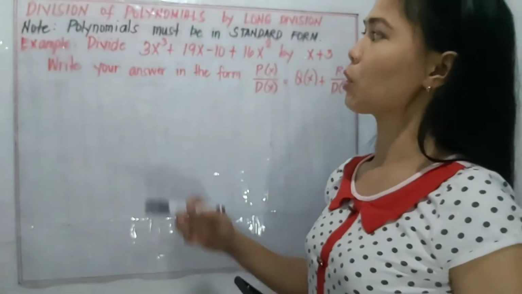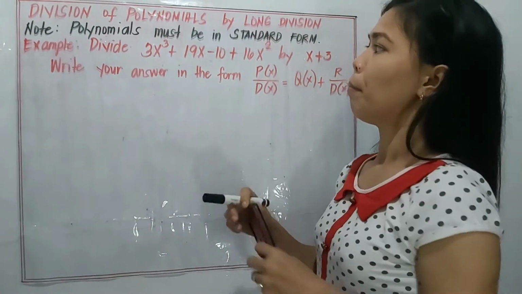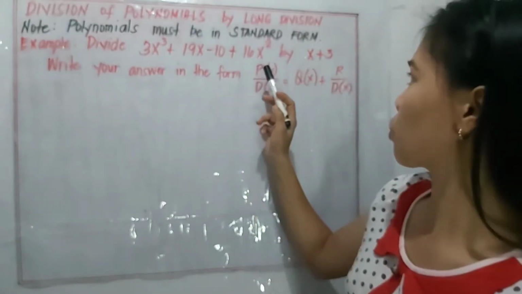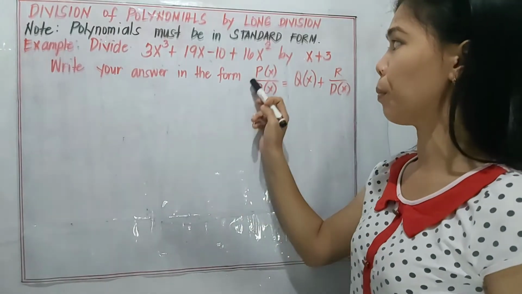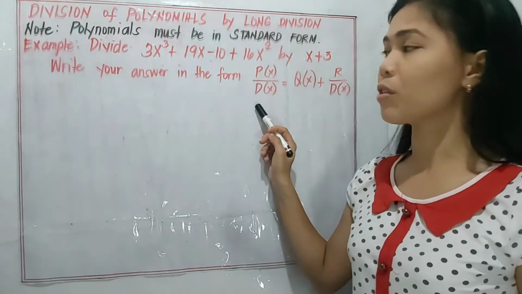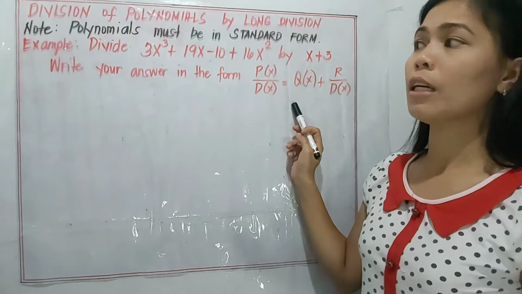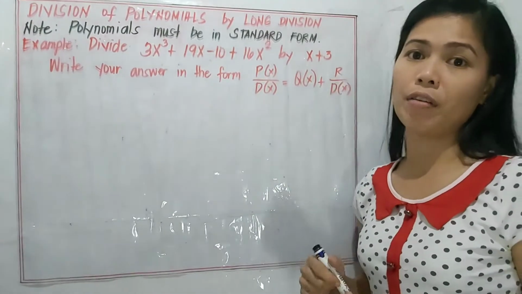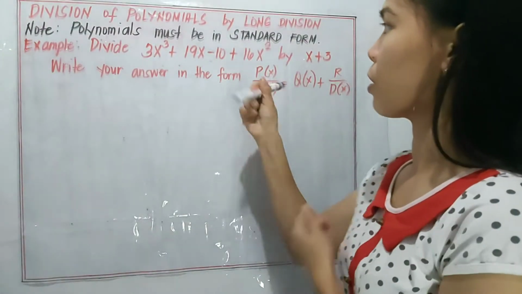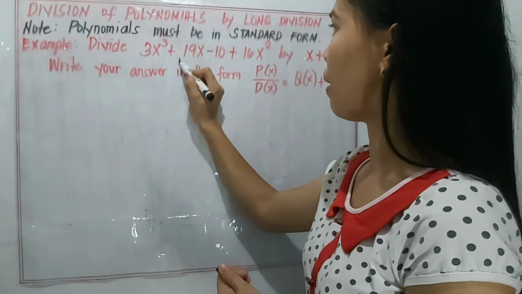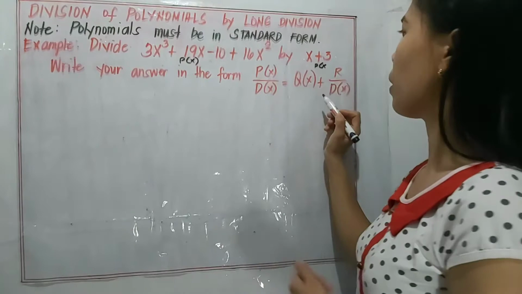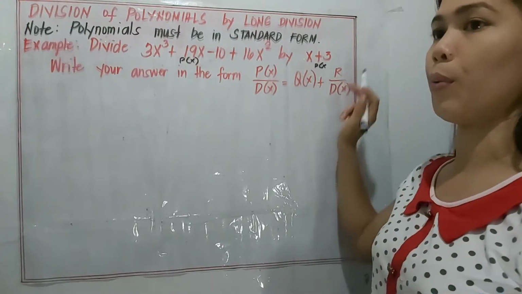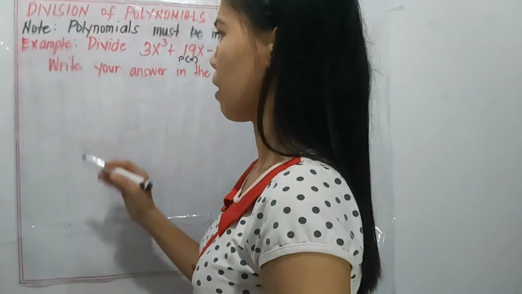Divide 3x cubed plus 19x minus 10 plus 16x squared by x plus 3. We have to write our answer in this form: polynomial over the divisor is equal to the quotient plus the remainder over the divisor. Okay, in our given, of course, this is our polynomial and this is our divisor. So we will be looking for our quotient and our remainder. Okay, let's try this one.